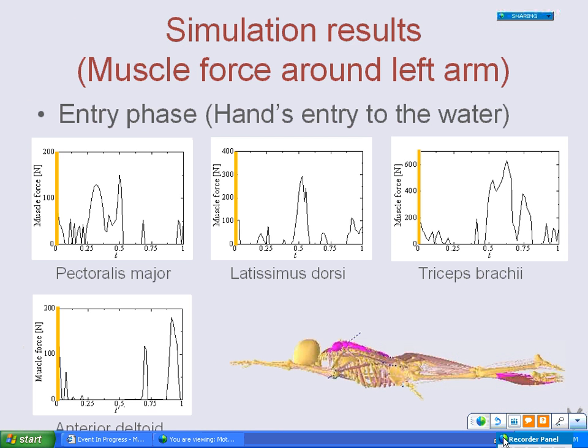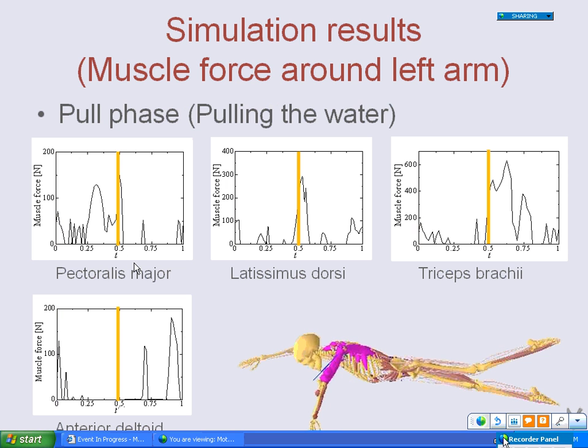And this slide shows muscle force around left arm. So this is entry phase for left hand, so hand entry to the water. At that moment, no significant muscle activation can be seen. Then pull phase. This is pulling the water by this hand, so pulling the water in this direction. So pectoralis major at the chest and latissimus dorsi muscle at the back are significantly activated.